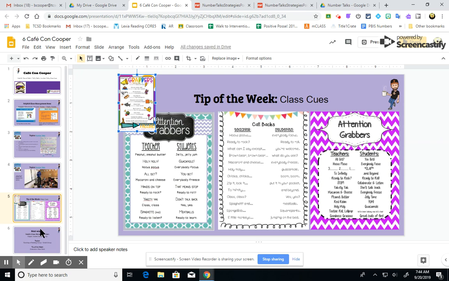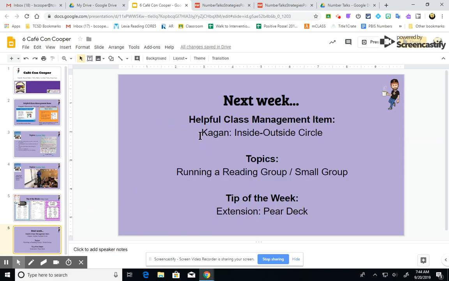I did make them smaller just so that they would fit on here, but there's a lot of really, really great class cues. And next week, we're going to talk about inside-outside circle, which is pretty awesome. We're going to talk about running a reading group or a small group. I might come around and ask some things going on with your small groups this next week. And the extension is Pear Deck.